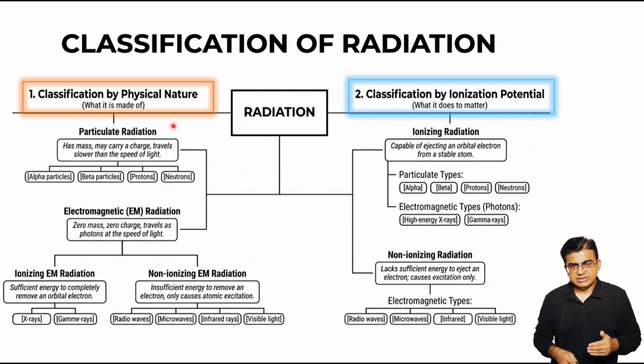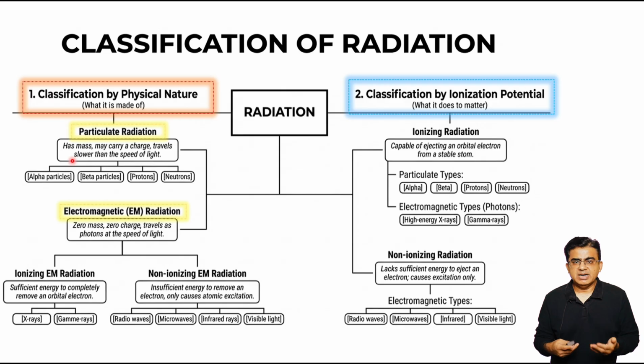By its physical nature, radiation is divided into two main types. The first type is particulate radiation. And the second type is electromagnetic radiation. The word particulate means an actual physical matter having some mass.